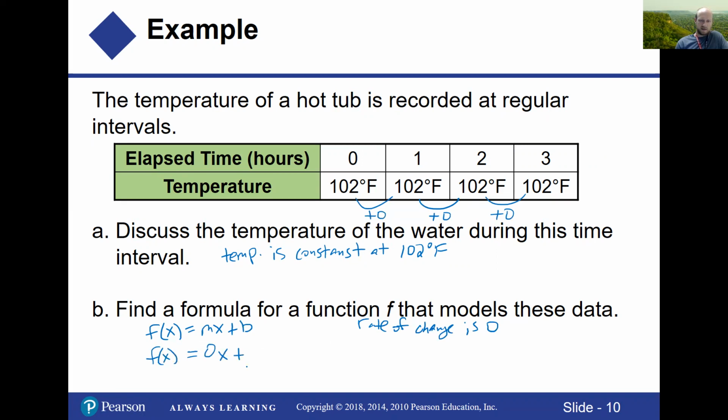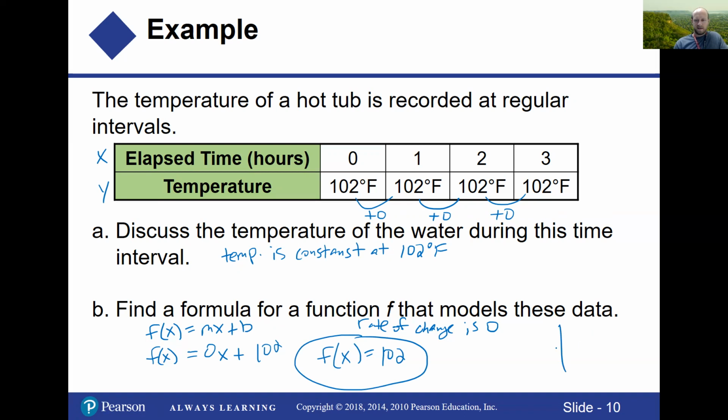So it's 0x plus what? Well, plus b. Where does it intersect the y-axis? If we were to draw this out with x and y, that's where x is 0, and that intersects at 102. So our formula would be f of x equals 0x plus 102, or f of x equals 102, because 0 times x is going to be 0. There is no slope here.